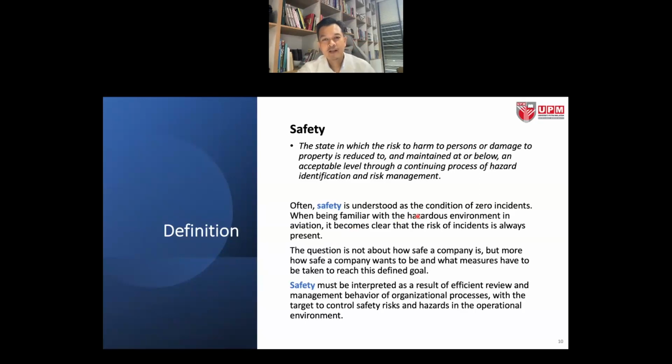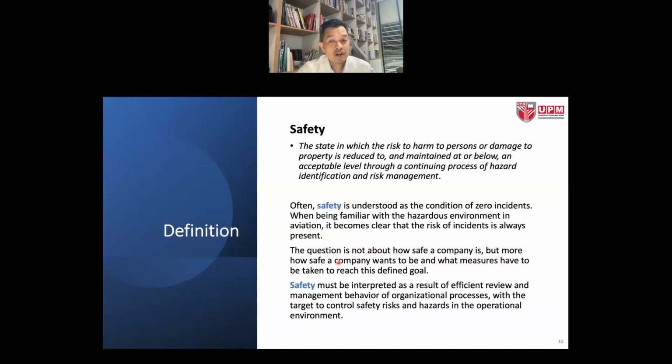So it means that the situation is safe, right? You don't want any incident to be happening. When being familiar with the hazardous environment in aviation, it becomes clear that the risk of incidents is always present. So you cannot have anything that has potential for an incident to happen.